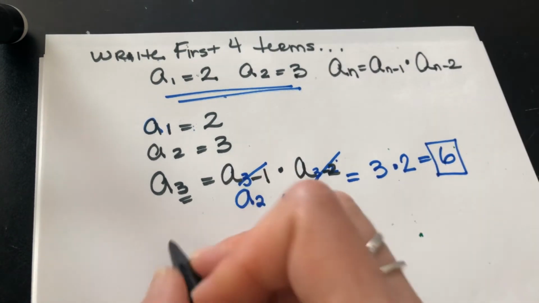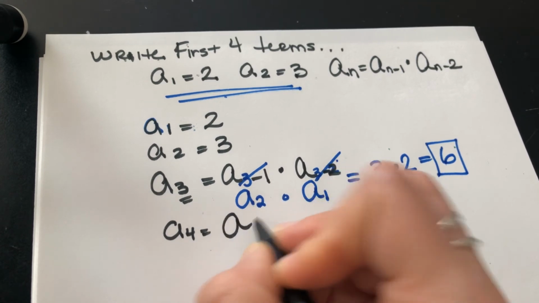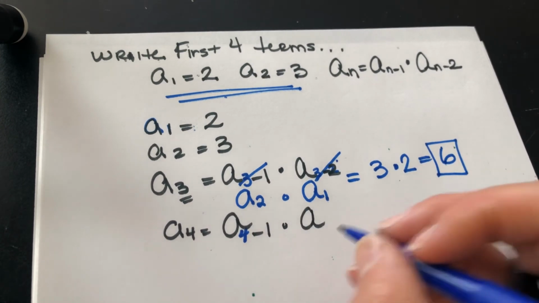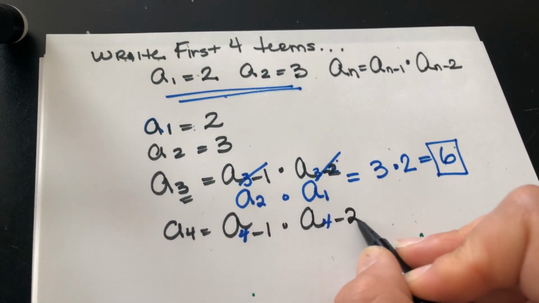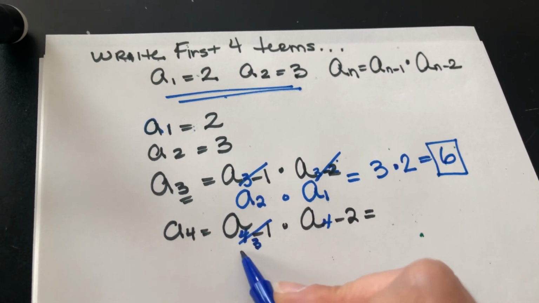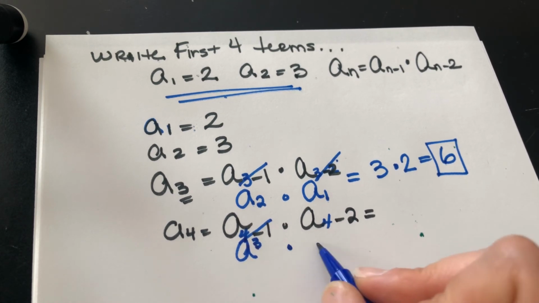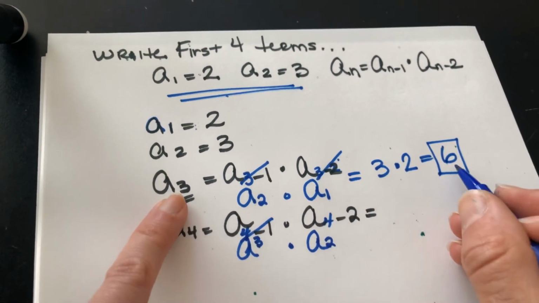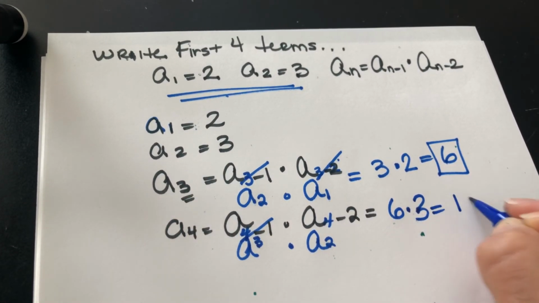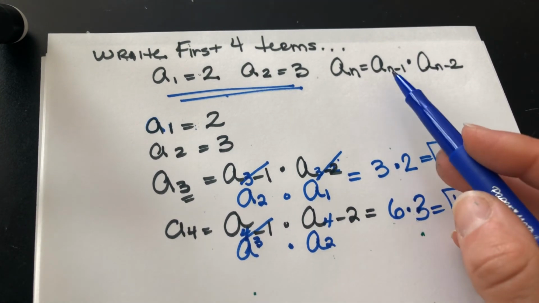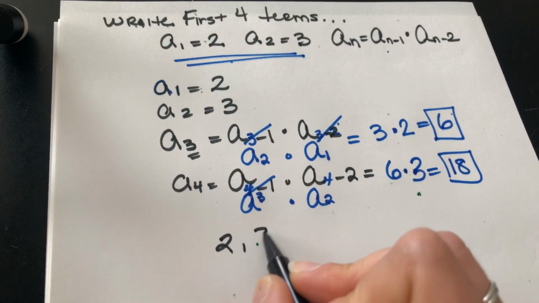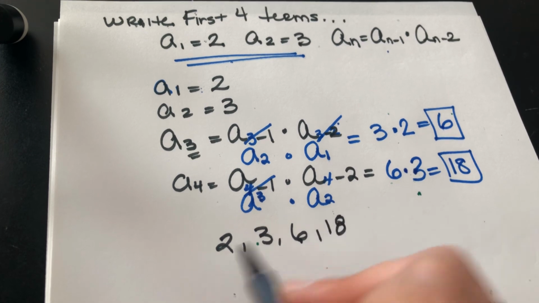Okay, and let's do a of 4. So we have a, let's replace n with 4. So here we go, 4 minus 1, 3. So we have a of 3's times a of 2. A of 3 is 6 times a of 2 is 3, 18. Again, you guys should be able to pick up, give me 1 term before, and then multiply it by 2 terms before. So here are your answers, 2, 3, 6, and 18.